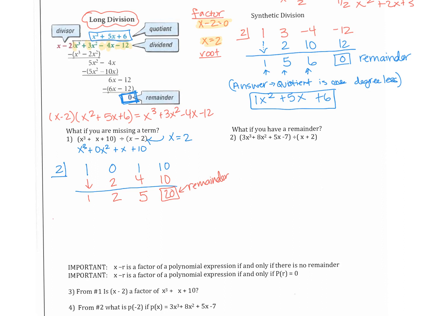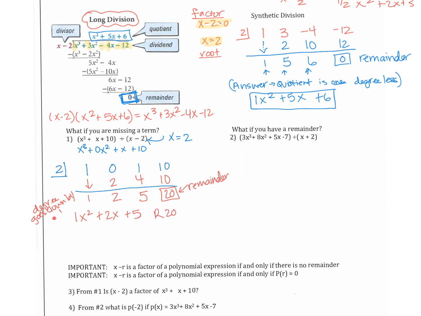So let's write down a few things. Let's write down my answer first. Remember, my degree is going to go down by 1, because you divide by something linear, and anything linear is degree 1. So instead of an x cubed, I'm going to have an x squared. So this is going to be 1x squared plus 2x plus 5. I just go down my exponents: an x squared, then an x term, then a constant term. And my remainder is 20.